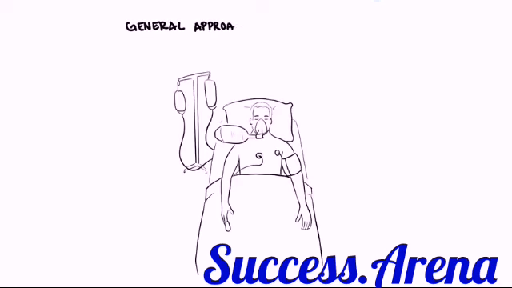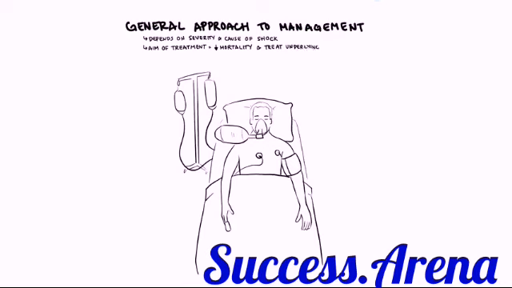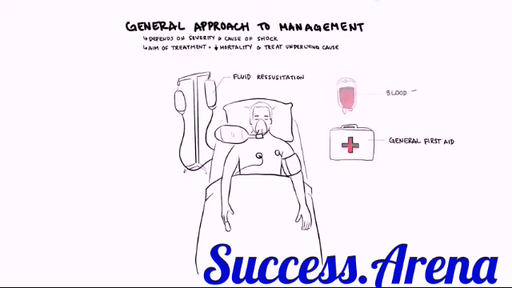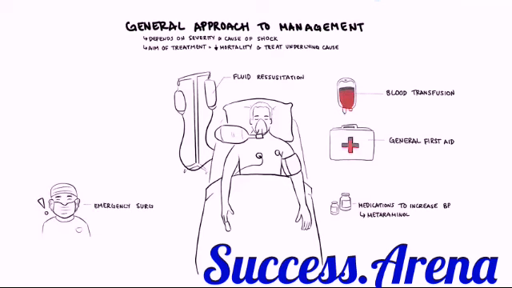The general approach to management really depends on the severity and cause of the shock. The aim of treatment is to reduce the mortality and treat the underlying cause. Performing first aid is very important. Fluid replacement due to the person being hypotensive. Blood transfusion if needed. Medications can be used to increase blood pressure, such as metaraminol. Emergency surgery if indicated. Intravenous antibiotics if they are septic. Intravenous steroids and allergy medications if they're in anaphylactic shock.